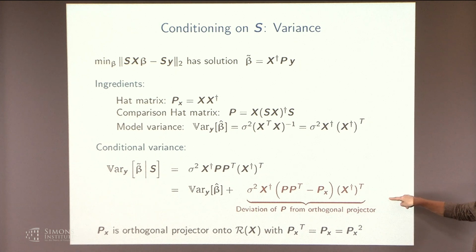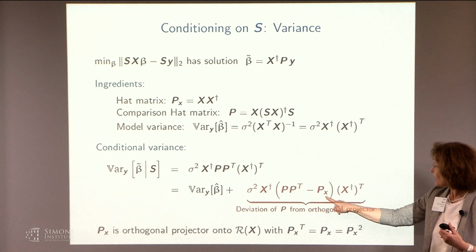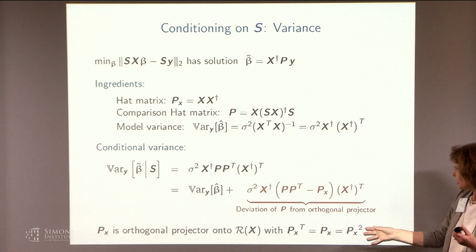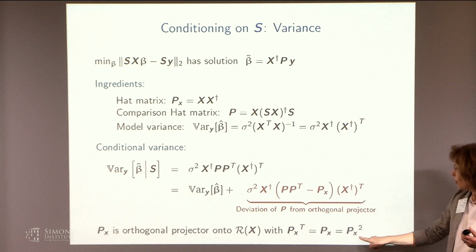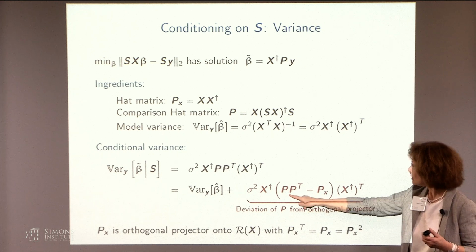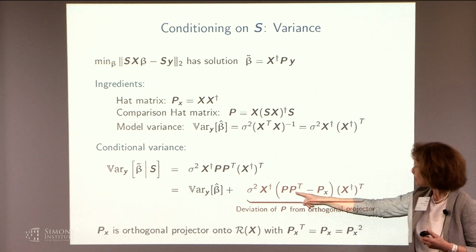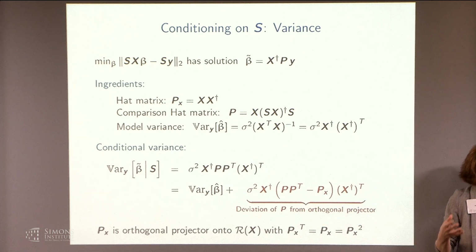But if you look inside this mess, what you have here is PP transpose minus P sub x. So this is the hat matrix, the orthogonal projector onto the range of X. That matrix is nice. It's symmetric and it's idempotent. It's being compared to PP transpose. Well, if P was also symmetric and idempotent, this would be 0. So this thing here is the deviation of the comparison matrix from being an orthogonal projector, from doing the right thing, from capturing the column space of X.